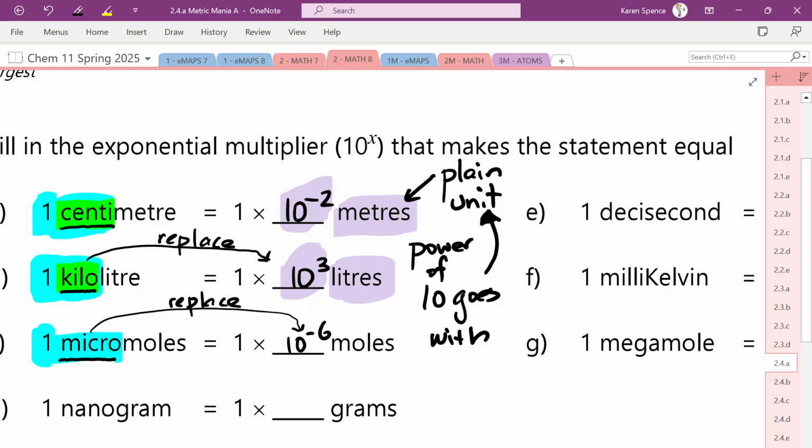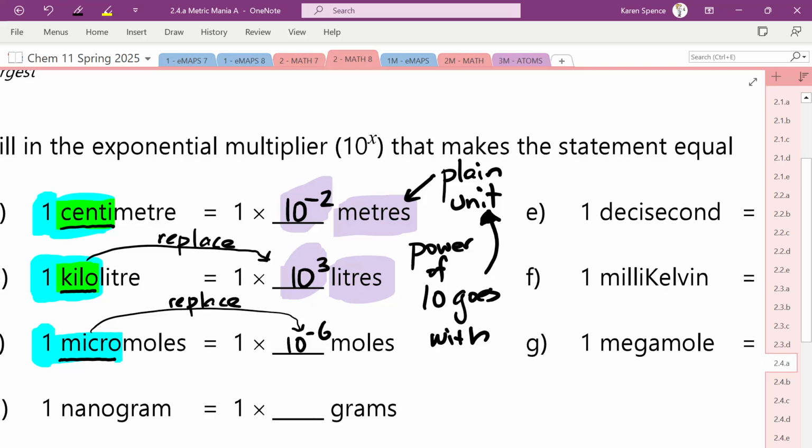Everybody, the one goes with the prefix, the one goes with the prefix, the one goes with the prefix, the one goes with the prefix, the one goes with the prefix, the one goes with the prefix, the one goes with the prefix, the one goes with the prefix, one goes with the prefix, one goes with the prefix, one goes with the prefix, one goes with the prefix.